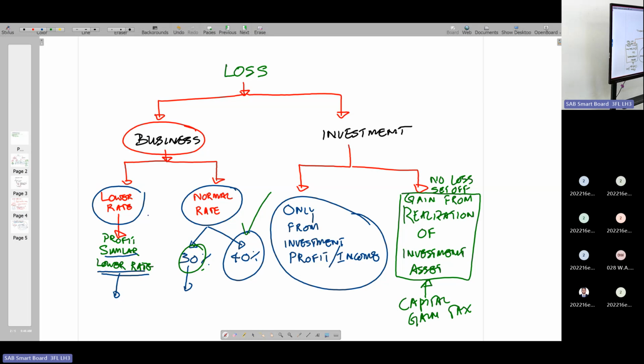This is a reduced rate compared to this. Say they are doing casino business, and I have another business. It could be taxed at 30%, and my casino business is taxed at 40%. If there is a loss from this, I can set it off against the lower rate. That's not a restriction. The restriction is this.